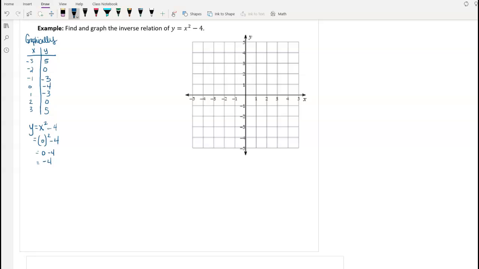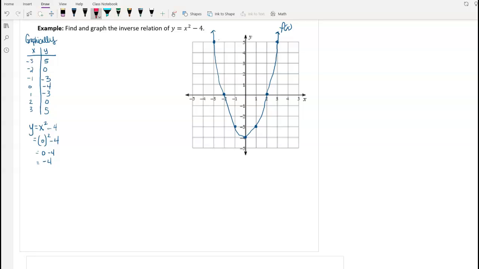The first thing I want you to do is plot these ordered pairs. (-3, 5), (-2, 0), (-1, -3), (0, -4), (1, -3), (2, 0), and (3, 5). And go ahead and draw that continuous function, please. It's not the prettiest, but it is a parabola. I'm going to label this f of x, or in this case, y. So that is my original function.